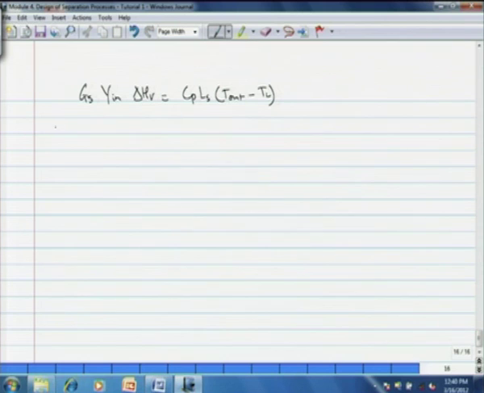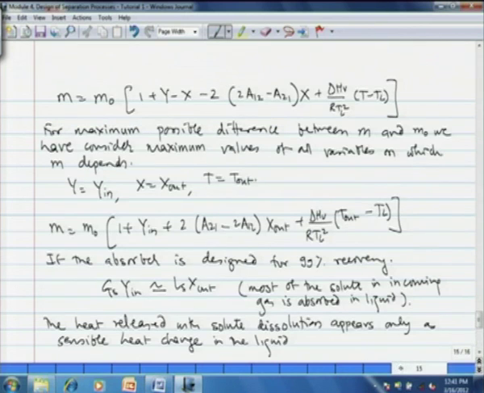And then we substitute for T out minus T L, we substitute G S into Y in into delta H V by C P into L S here for this, and for X out we substitute this G S into Y in by L S.